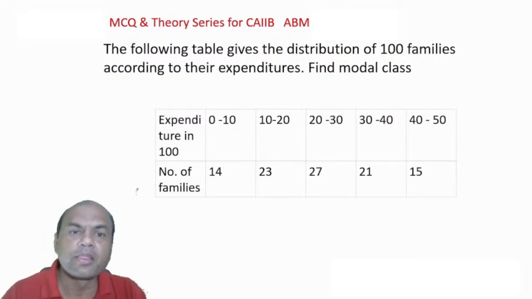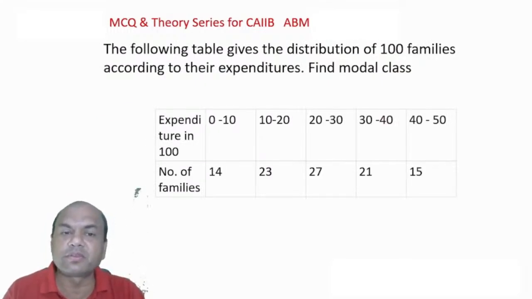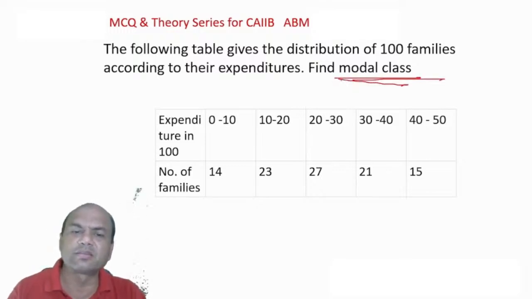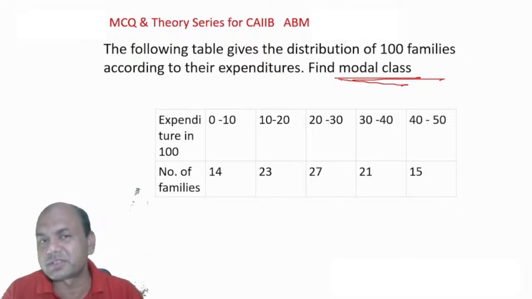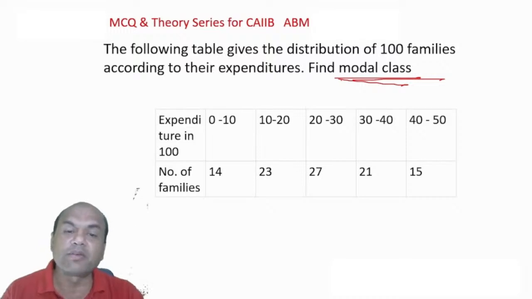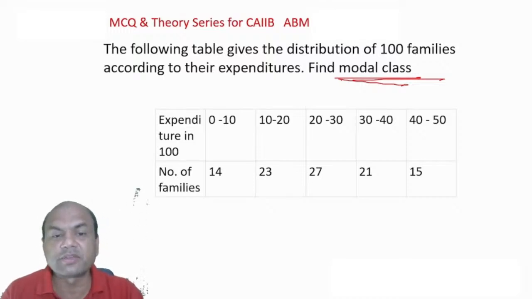Okay. The following table gives the distribution of 100 families according to the expenditure. Find the modal class. Simple. Let me see who can give me the fastest answer. Modal class. Modal means what? What was mode? Modal means that class which is having the highest frequency. So which is having the highest frequency? Number of families. This is F.